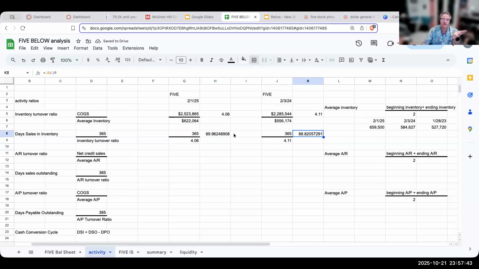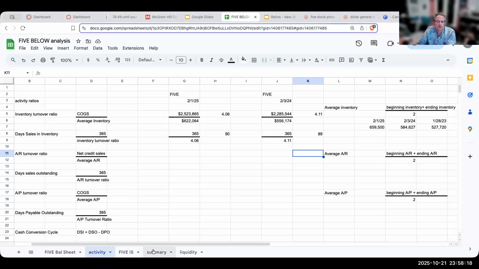So for my days sales in inventory, this is roughly about 90 days, and this is going to be roughly about 89 days. Now, again, if we were looking at this, wanting to compare it, we would basically look at, well, what's another, if I looked at Dollar General, if I looked at Dollar Tree, if I looked at another competitor, what is that going through and taking? But this is how we go through and compute the days sales in inventory and the inventory turnover ratio.